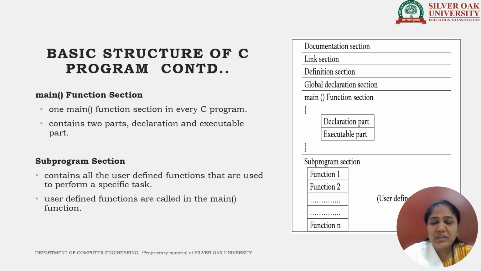See, C is a structured language. It is a procedural language. So as the syntax says, the declaration part comes before the executable part. That means whatever variables we want to declare in our code must be declared first, before writing any executable statement. So this is the rule that we need to follow while writing the main function or any C program.